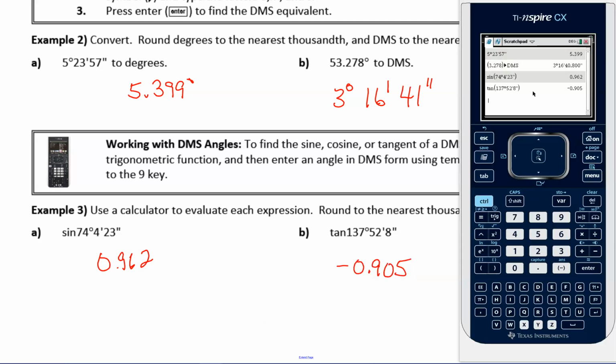All right, did you get negative 0.905? Awesome. Let's move on to the law of sines and law of cosines.